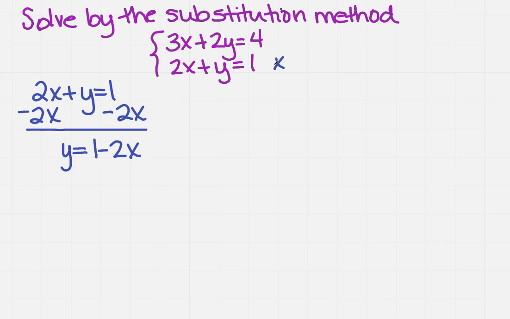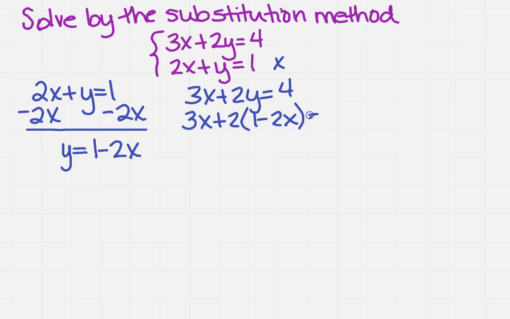So I'm going to take what I just got for y, and I'm going to plug that into the first equation. First I'm going to rewrite it. And now everywhere there's a y, I'm going to plug in what I just got, 1 minus 2x. So now what do I need to do? I need to distribute. I'm going to distribute the 2 throughout. I need to combine like terms, so I get minus x plus 2 equals 4.